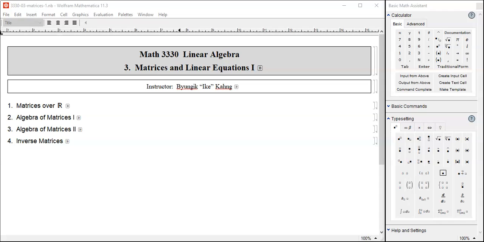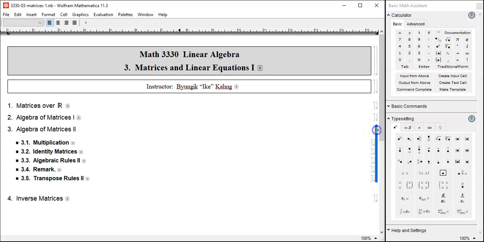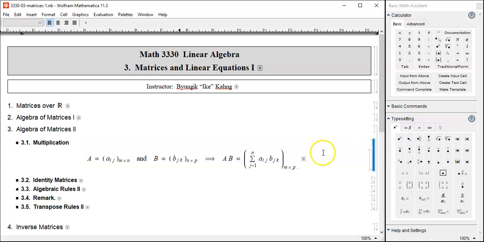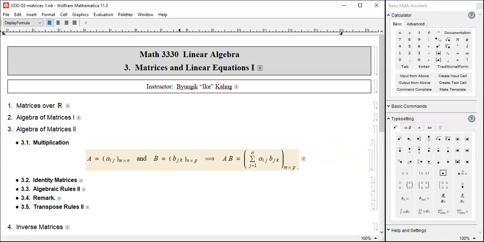Hello students, welcome back. We are done with sections 1 and 2. We talked about matrices, saw some examples, and defined the algebraic operations: addition, scalar multiplication, and transpose. Now, the hardest of the bunch, let us talk about matrix multiplication.